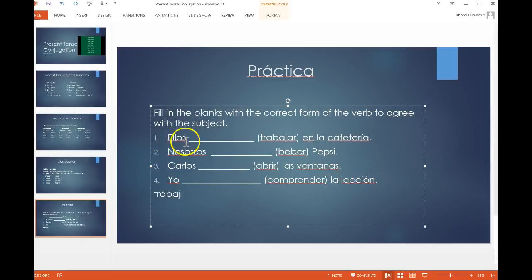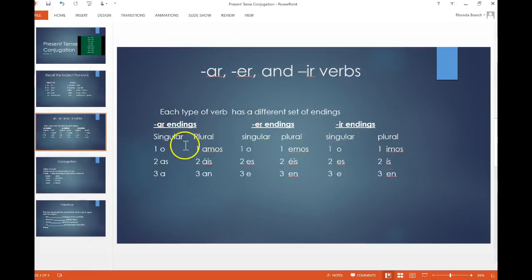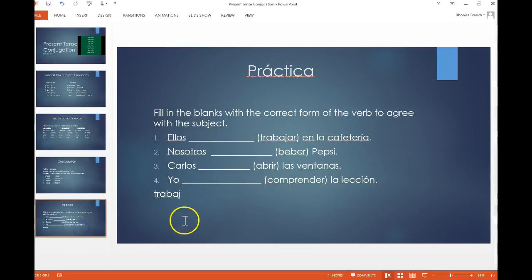The subject is ellos. By now you know your subject pronouns, but let's just take a look here. Ellos is found in third person plural. So if the subject is third person plural, you would have to also have your verb in third person plural. And the way that you do that is you're going to go to the AR endings and choose the ending that is in third person plural. That ending is AN. So when we come back here, that's what we want to attach at the end.